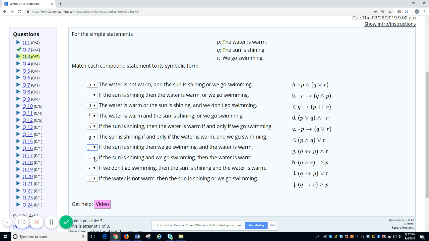If the sun is shining and we go swimming, so that's the condition in the parentheses, then the water is warm. That looks like this. Notice because of the comma here, both the sun is shining and going swimming. So Q and R are at the start of the arrow because they're both the condition for the water to be warm. All right, so that one is a little different.